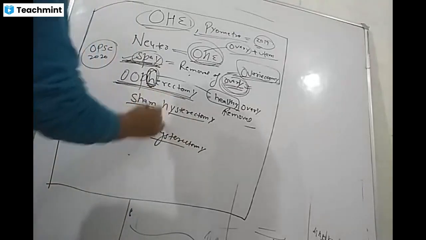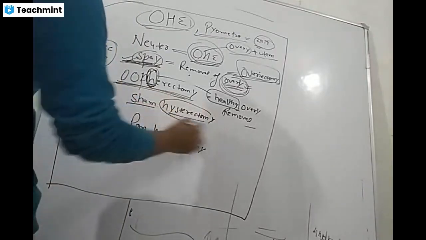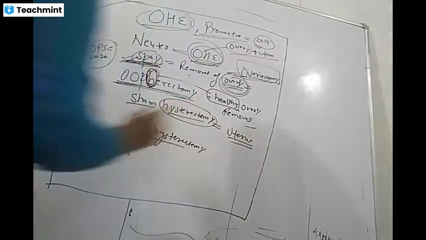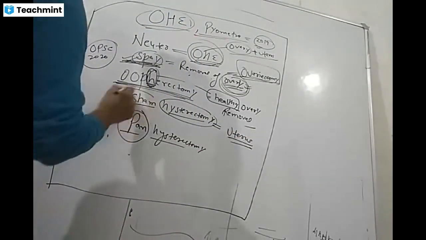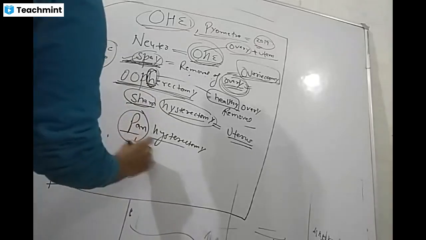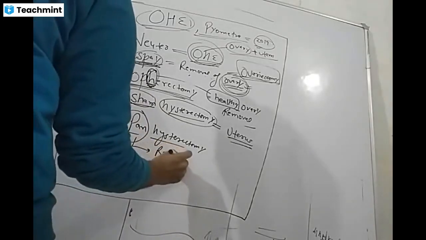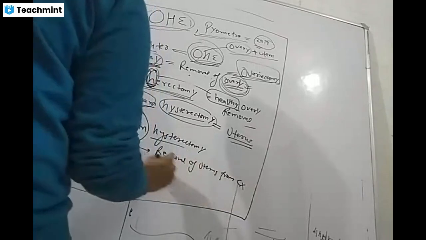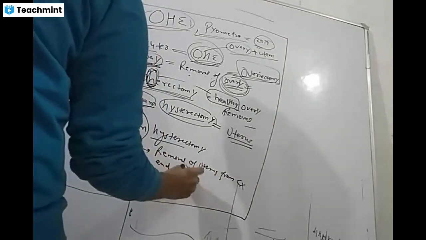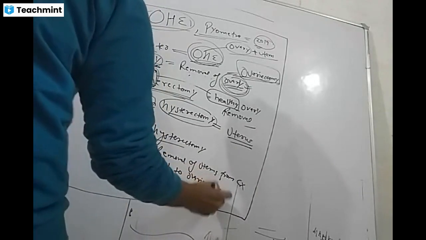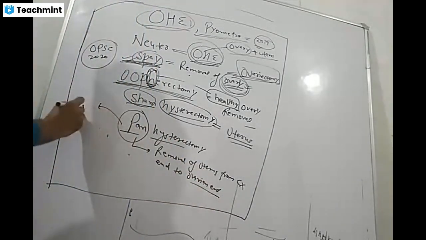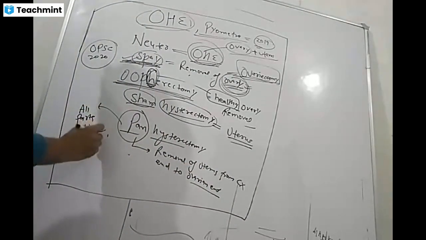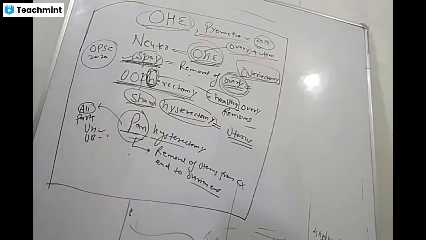Then there are two terminologies, sham hysterectomy and pan hysterectomy. In both terminologies, one thing is common, that is hysterectomy, and hysterectomy is the removal of uterus. But what is the meaning of pan and what is the meaning of sham? Pan means removal of uterus from the cervical end to the ovarian end. So pan means complete, all the parts like uterine horn and uterine body are removed. That is called pan hysterectomy.